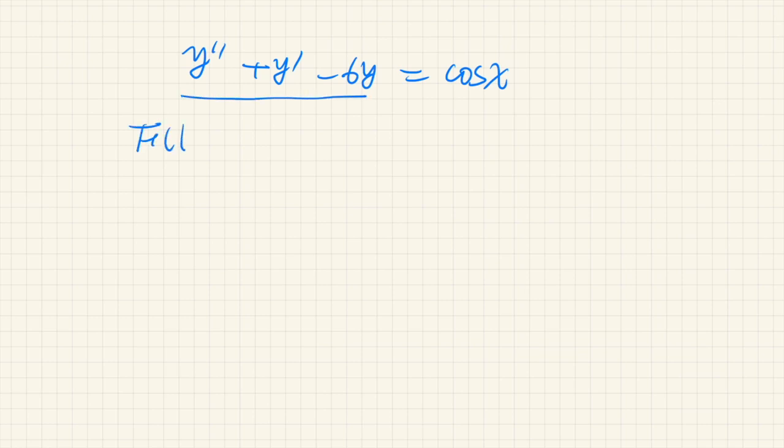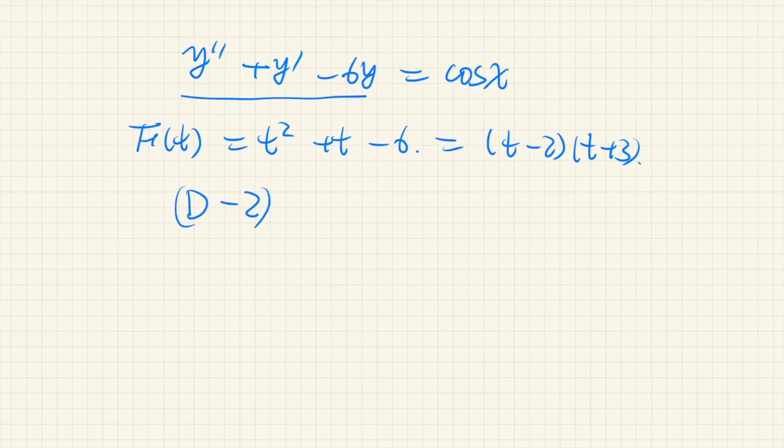Okay, let's see an example. Let's try to solve this differential equation: y double prime plus y prime minus 6y equals cosine x. From the left hand side here, we have this polynomial, t squared plus t minus 6, which is factorized as t minus 2 times t plus 3. So we solve this differential equation, y equals cosine x.